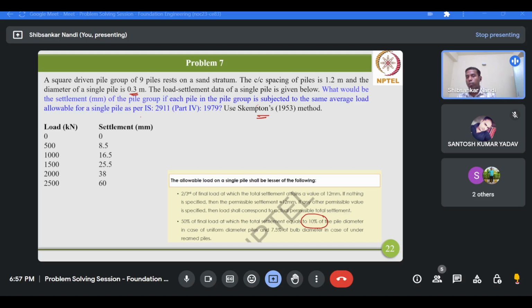Now, for the given load settlement data, we are getting the allowable load for a single pile as 500 kilonewton, considering the IS recommendations. So corresponding to this 500 kilonewton, we'll have the settlement as 8.5 mm. So the individual pile settlement is 8.5 mm. So this corresponds to an allowable load of 500 kilonewton. Okay.